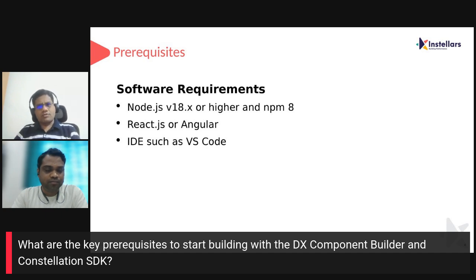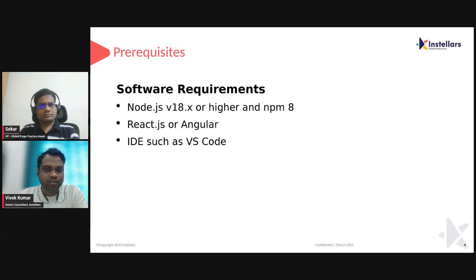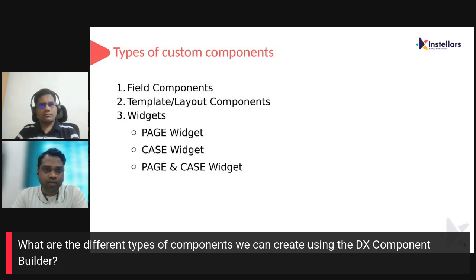What are the different types of components we can create using the DX Component Builder, Vivek? Yes, Sekar. For now, we have three components that we can create: field type, template or layout type, and the widget. Field components are what we use in the case view: text boxes, drop-downs, checkboxes, radio buttons. Those are all form controls. If we have any custom requirement which we are not able to achieve with the OTB one, we will create a custom field component.